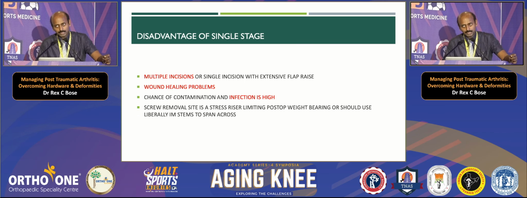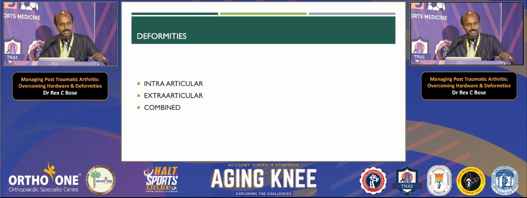So what is the disadvantage of doing a single stage? The biggest disadvantage is you have to use multiple incisions if the implant is far away from the TKR incision, or you need to have an extensive big flap which can cause skin necrosis and wound problems. And obviously, whenever you remove an implant, take a culture and sensitivity to make sure there is no dormant infection there. The chance of contamination and infection is pretty high. And if you're going to remove the implant, as I said earlier, you should use a long stem which should span across the screw site to prevent periprosthetic fracture.